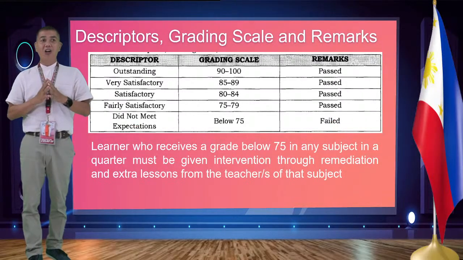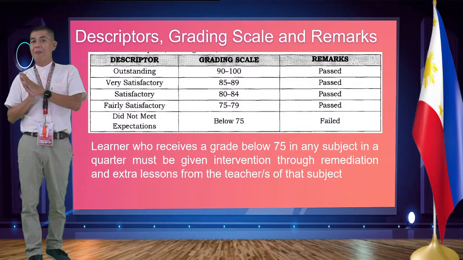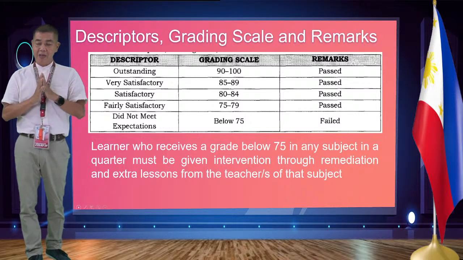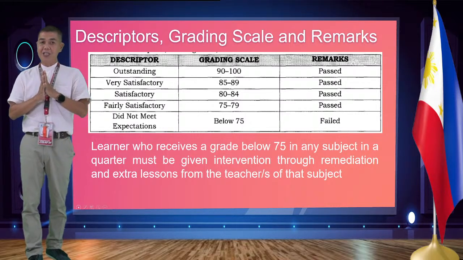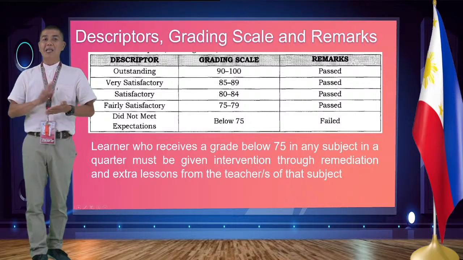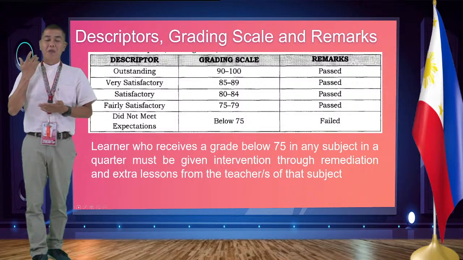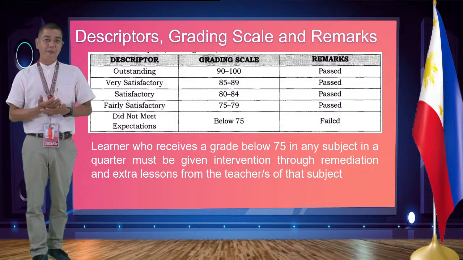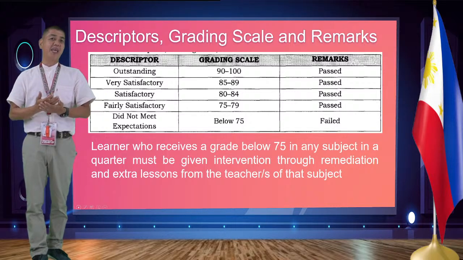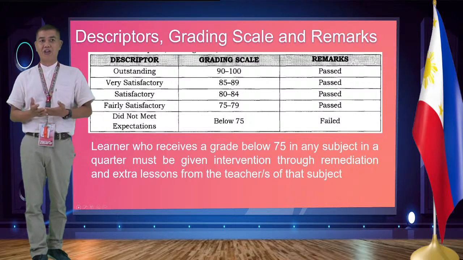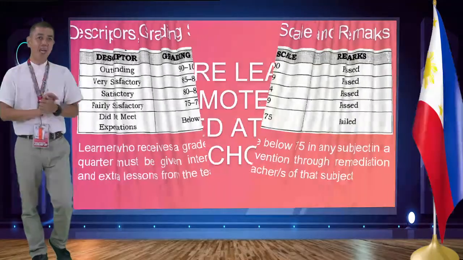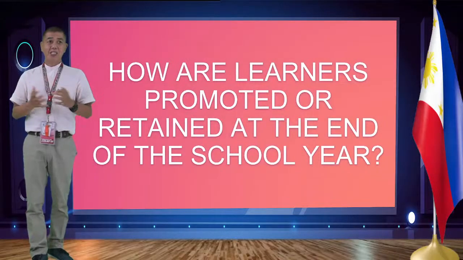In case learners receive a grade below 75 in any subject in a quarter, we must give intervention through remediation and extra lessons from the teachers of that subject. Dapat po para our learners can cope up with the said lesson, para po maiwasan na natin ang mga failing marks at the end of a certain quarter. So, ganun po talaga ang ating gagawin. Okay?